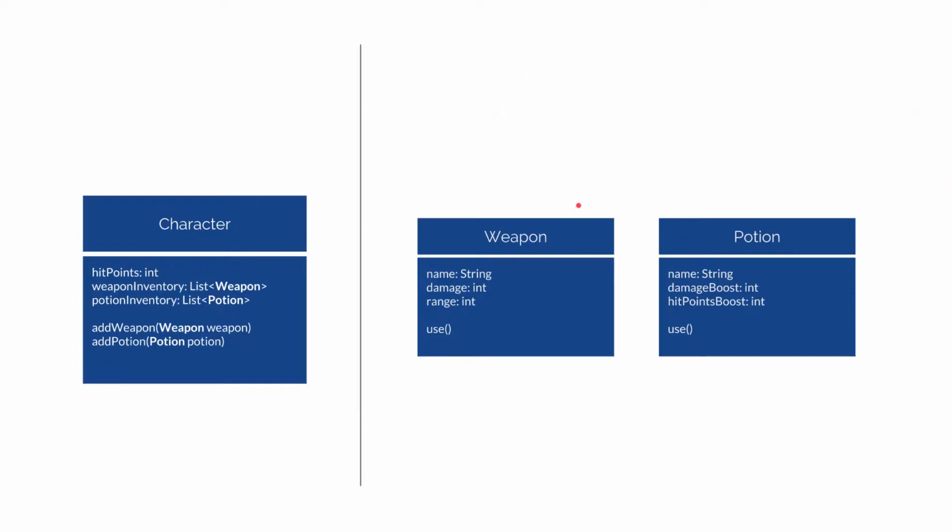Like I said, these have some shared fields or shared properties. So they both have the name and they both have this use method. And these add weapon and add potion methods look kind of similar. So is there something we could do to bring the shared values together?